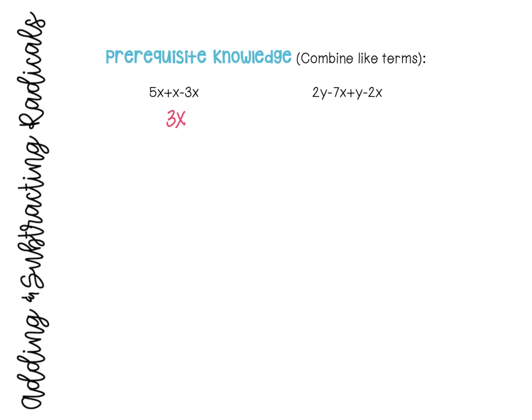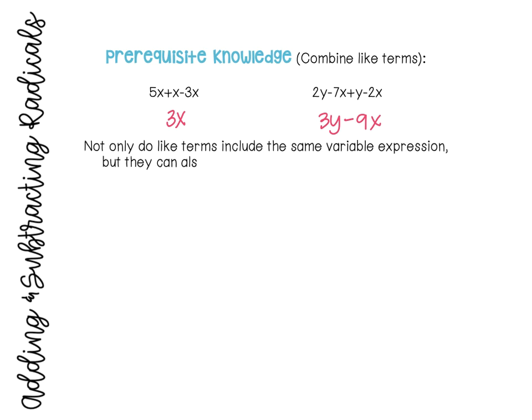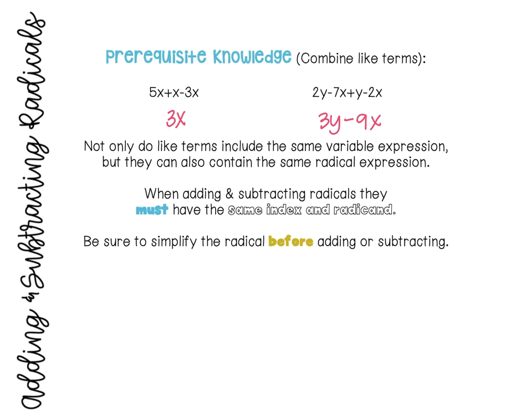And then I have 2y minus 7x plus y minus 2x. Again, combining the y's with the y's and the x's with the x's. So that's prerequisite knowledge. This is going to help you when we're adding and subtracting things with radicals. Not only do like terms include the same variable expression, but they can also contain the same radical expression. When adding and subtracting radicals, they must have the same index and radicand. Be sure to simplify the radical before adding and subtracting.